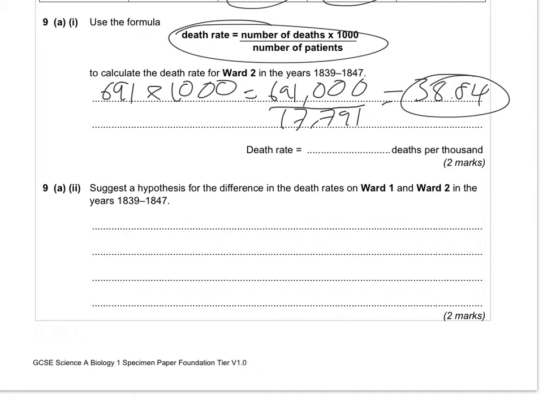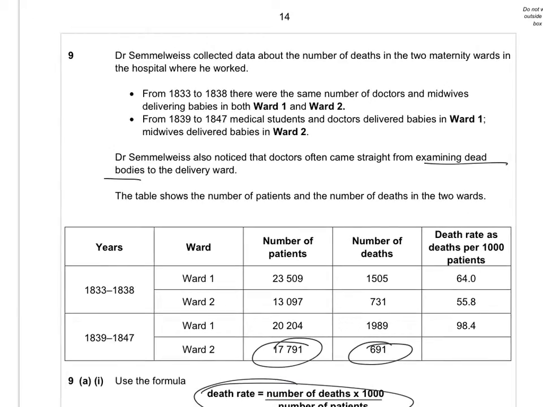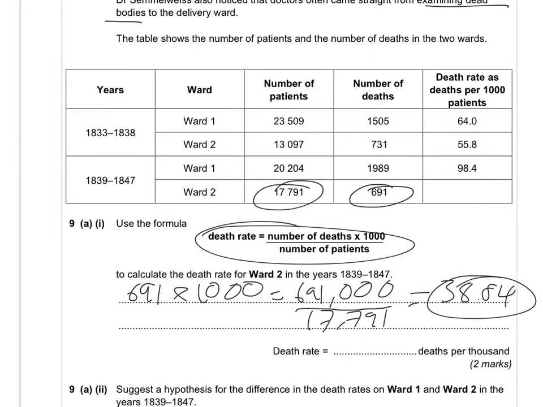Question 9a part 2. Suggest a hypothesis for the difference in death rates on Ward 1 and Ward 2 in the years 1839 to 1847. Okay, so what you need to do for this one, if we look back at some of the information we highlighted earlier in the question, we can see that the doctors who were operating the wards came straight from examining dead bodies to the delivery ward.